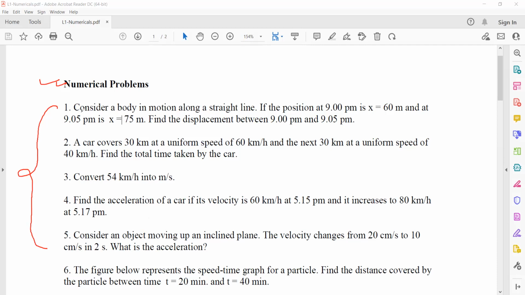The first question is: consider a body in motion along a straight line. You have a body moving in a straight line. If its position at 9 p.m. is x equal to 60 meters, and at 9:05 p.m. it is x equal to 75 meters, find the displacement between 9 p.m. and 9:05 p.m. So how much displacement has the body got in 5 minutes? That is what we have to calculate. So let us go to the calculation.